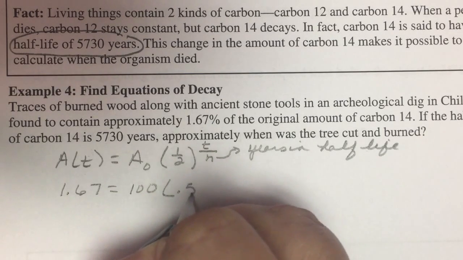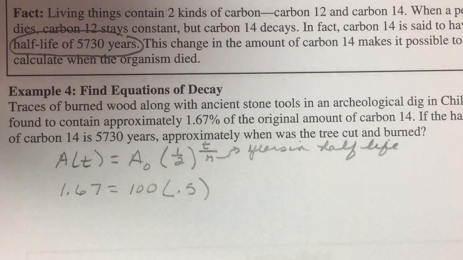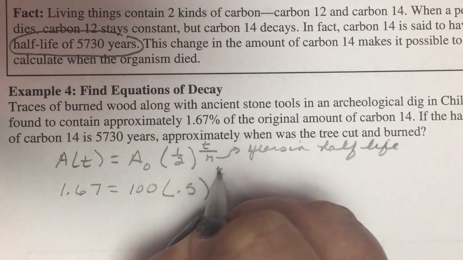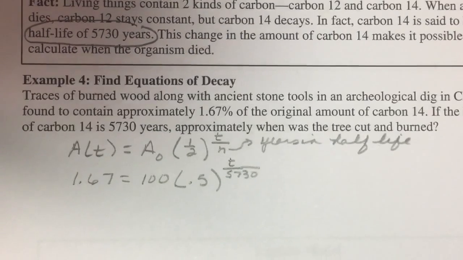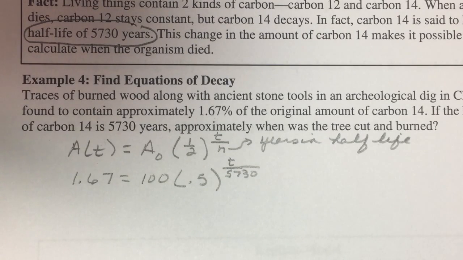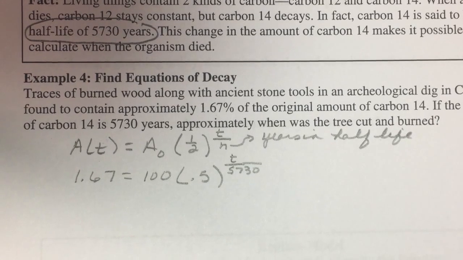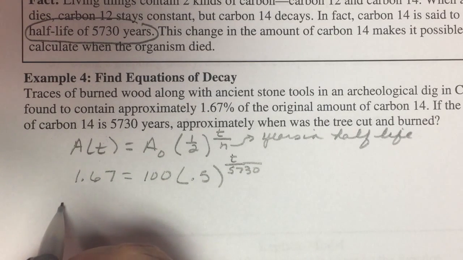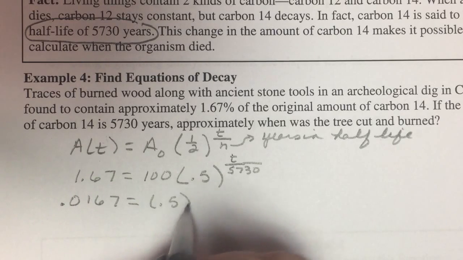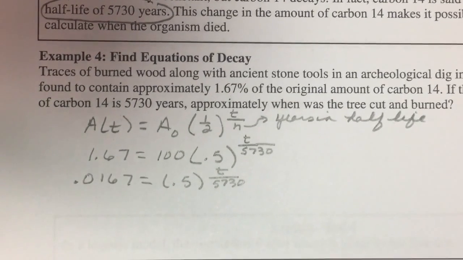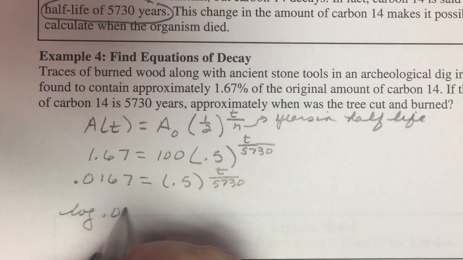To the, I'm going to use 0.5 for 1/2 just because it's easier in the calculator. And then to the t over 5,730 years. And as you can see, we're simply looking for t. So let's do the math. If I divide both sides by 100, I'm going to get 0.0167 equals 0.5 to the t over 5,730 power. Now we don't have an e, so we're not going to use natural logs. I'm going to take the common log of both sides.